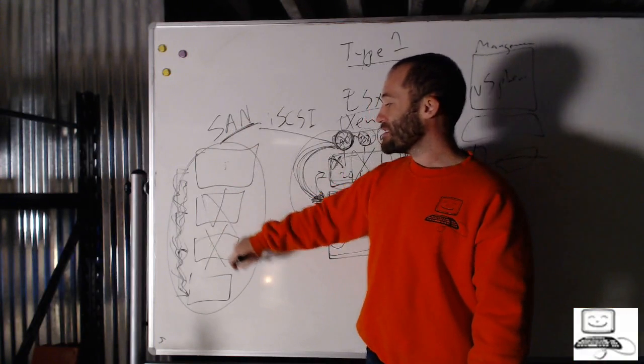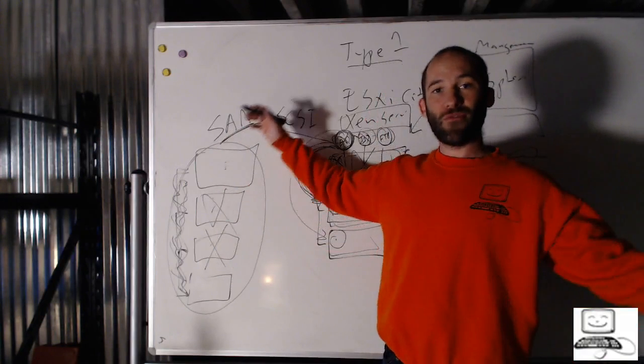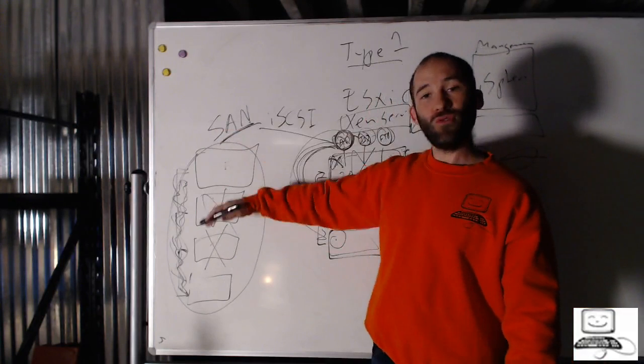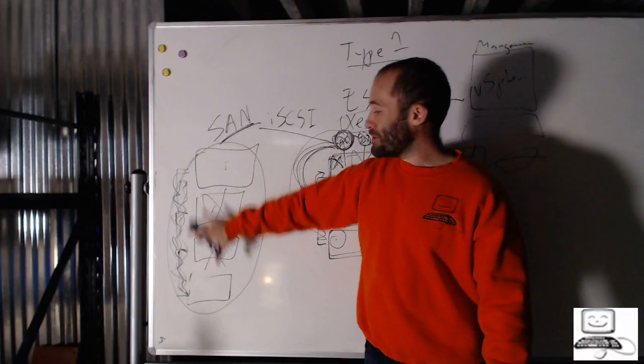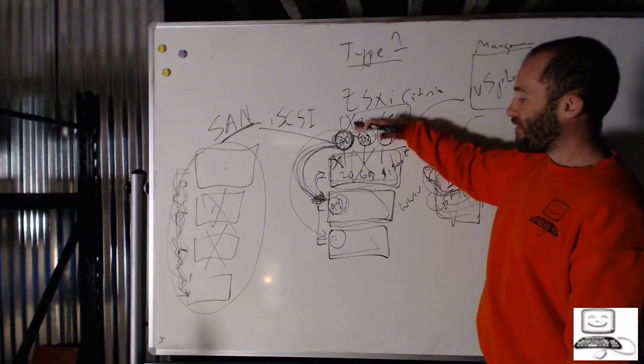If 1 fails, it stays up. If 2 fails, it stays up, depending on how it's set up. 2, 3, 4, 5, 6. You may have a SAN that has 2 servers in it, or 10. It all depends how it is. But that's completely redundant. Then we have the virtualized, the type 1 hypervisors.